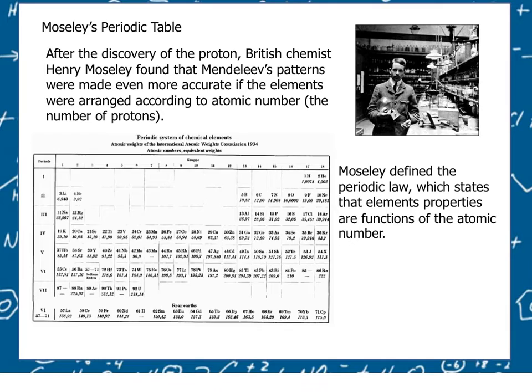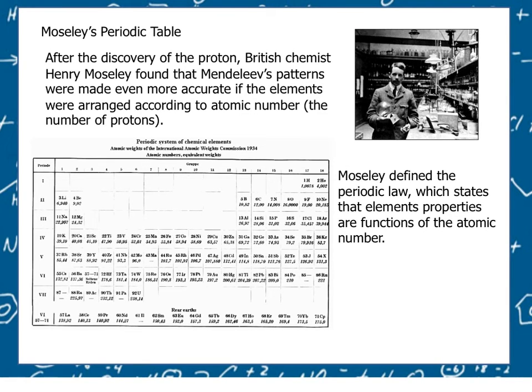Fast forward a few decades, and the protons have been discovered, and this allows Henry Moseley to improve on these patterns by arranging the elements according to atomic number, because now they know about the number of protons. And there are a handful of elements where the order gets switched, where the atomic number goes up but the mass number goes down. And so it actually improved on the pattern that Mendeleev had. So that's Moseley.